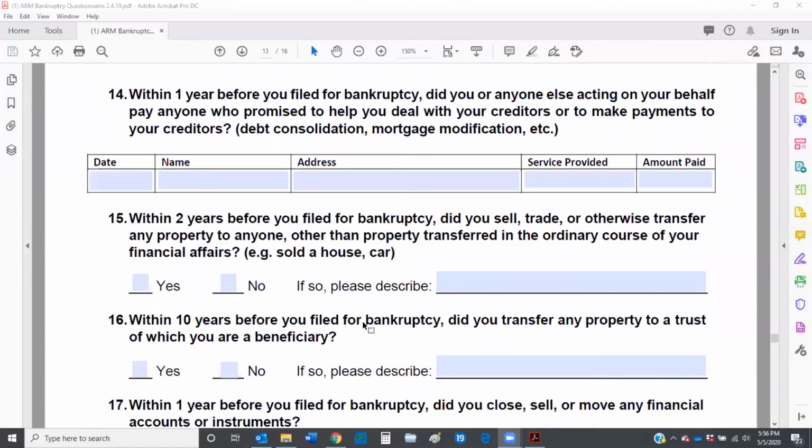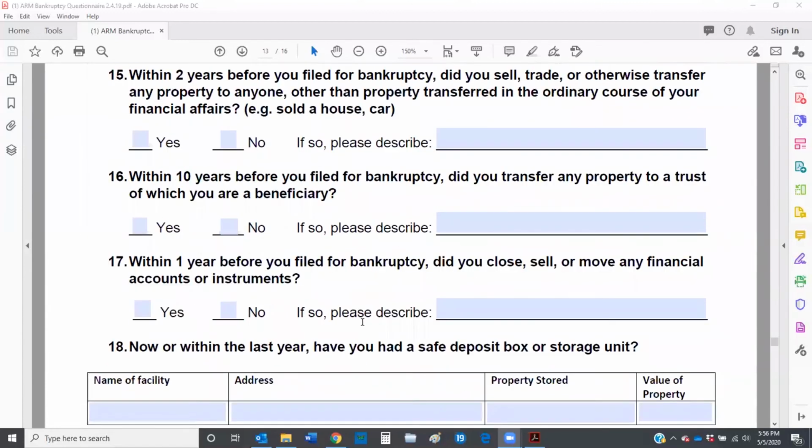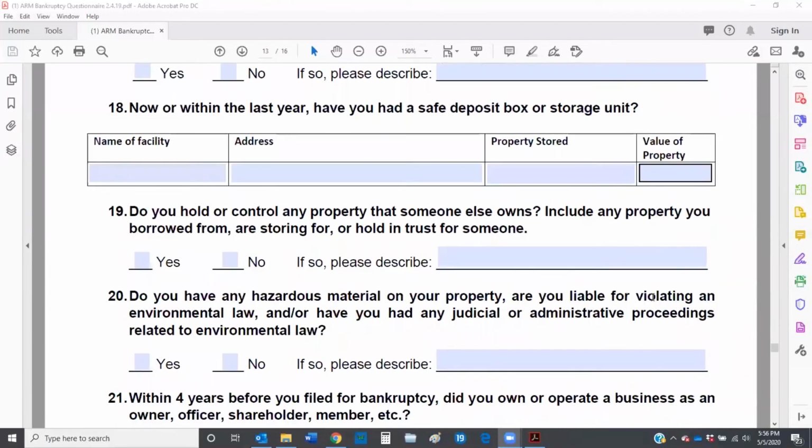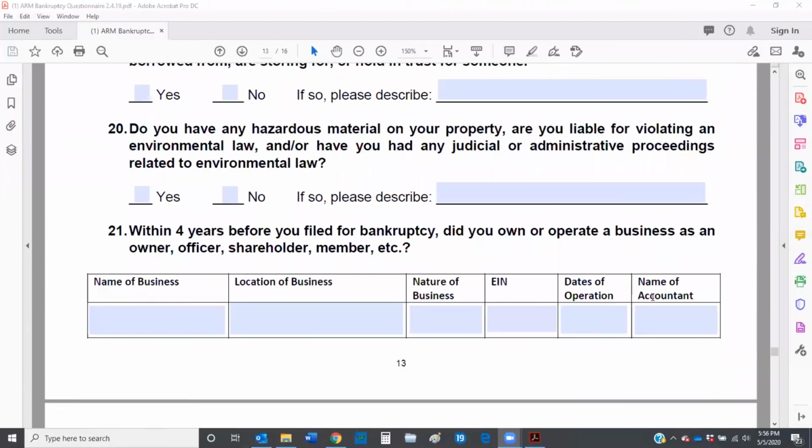If a question is here on the questionnaire, it's because either we need to know the answer to complete the petition, or we will need to tell the court the answer. Again, within 10 years, within 1 year, now or within the last year, have you had a safety deposit box or storage unit? Again, list the name of the facility, the address, what do you have there, and how much is it worth? Really think about your assets.